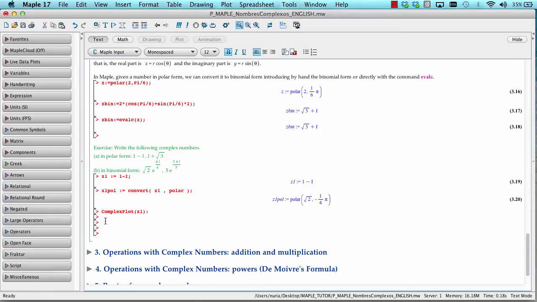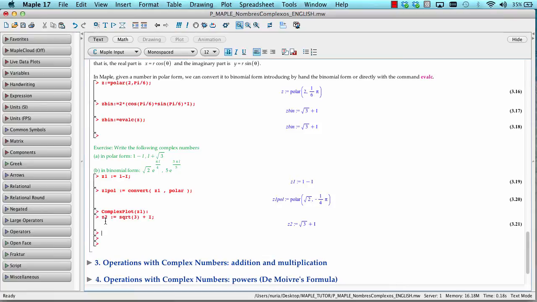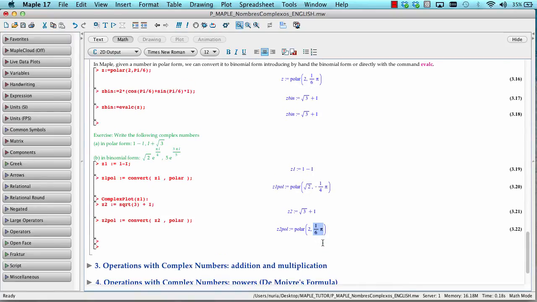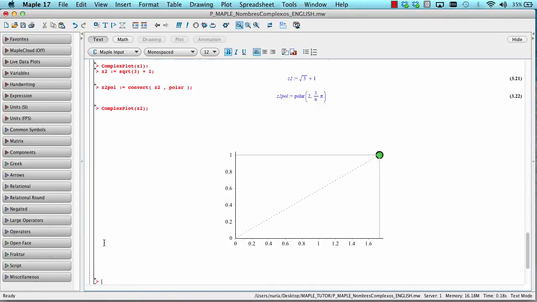result. Okay, so let's go to the second one. Z2 is going to be square root of 3 as a real part plus 1 times I, the imaginary part. And again, Z2 polar is going to be convert Z2 to polar. And here in this case, we're going to have a magnitude of 2, and the argument is going to be pi divided over 6, so it's going to be a number, we copy this, in the first quadrant, so we now put semicolon in the end.